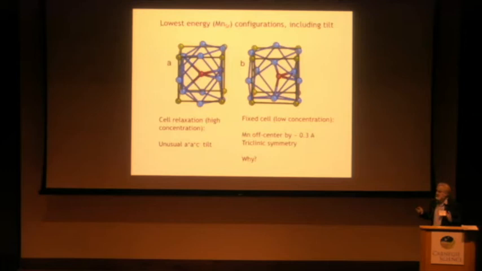But if we fix the structure at the cubic lattice parameters, so this is kind of what you might consider happening at a lower defect concentration, then the geometry is different. It does move off center by about 0.3 angstroms, but it's in a trigonal symmetry. It doesn't move in any special direction, and it's hard for us to rationalize why that should happen, but that's what we find.